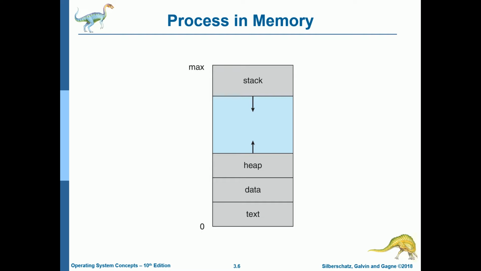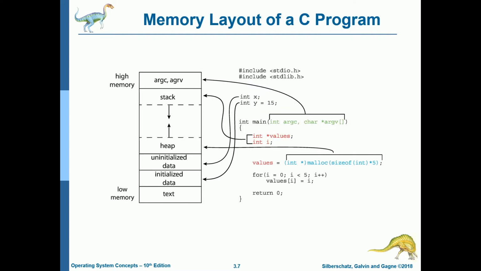In contrast, the heap will grow as memory is dynamically allocated and will shrink when memory is returned to the system. The stack and the heap sections grow toward one another. The operating system must ensure that they do not overlap one another. Here's an example program and what the process would look like in memory.